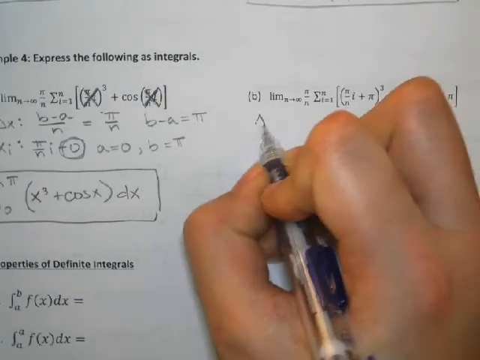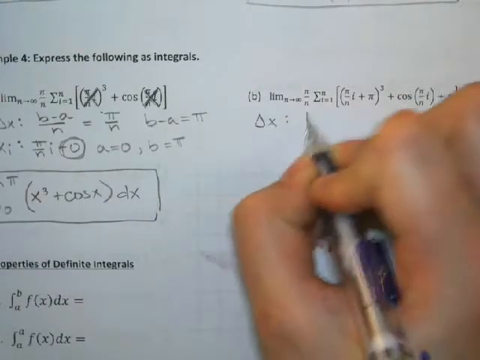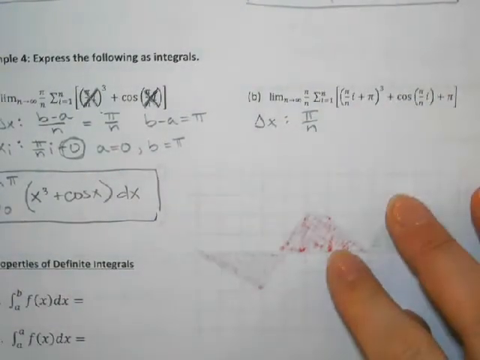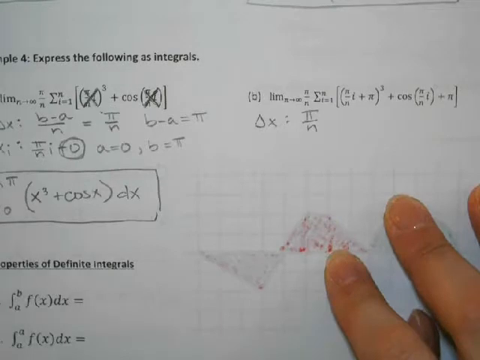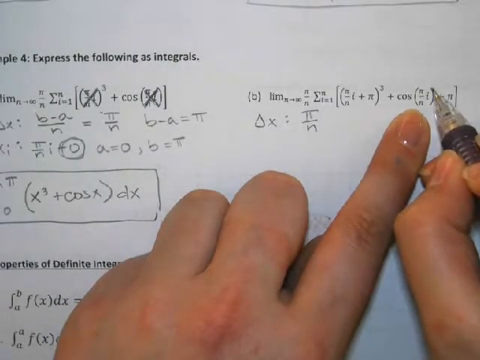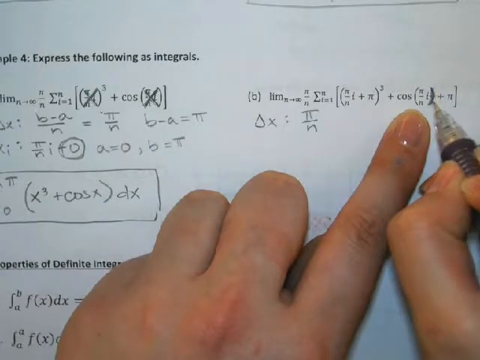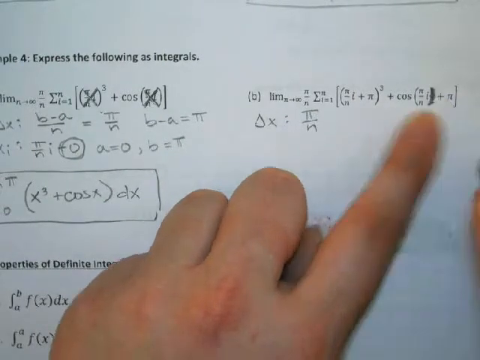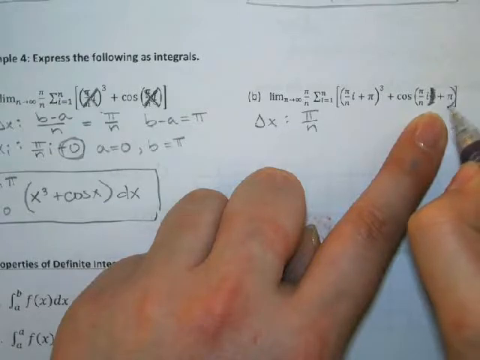We're going to say our delta x, again for this problem, is pi over n. There is a typo on this that I didn't catch until after I made copies. So take this parenthesis right here and scribble it out. This parenthesis should have been after the pi. Should have been right here.